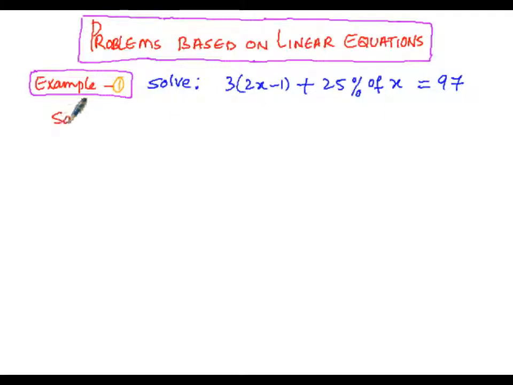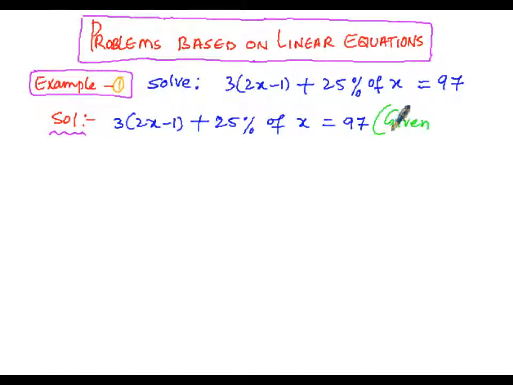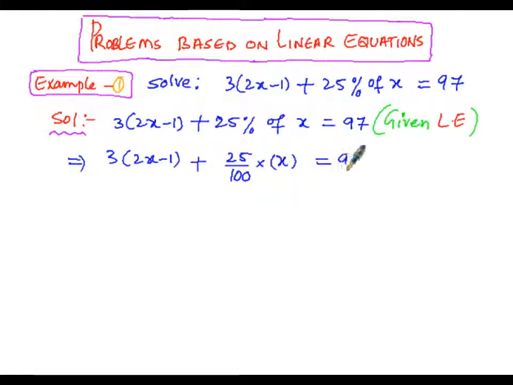Then the solution starts now. In this solution, the linear equation given for us is 3(2x minus 1) plus 25% of x equals 97. See, this is the given linear equation. That implies 3(2x minus 1) is written as it is, as the first term on the left hand side, plus 25% of x. Since it is a percent, 25% can be written as 25 by 100, and of indicates multiplication, into the variable x, is equal to 97.